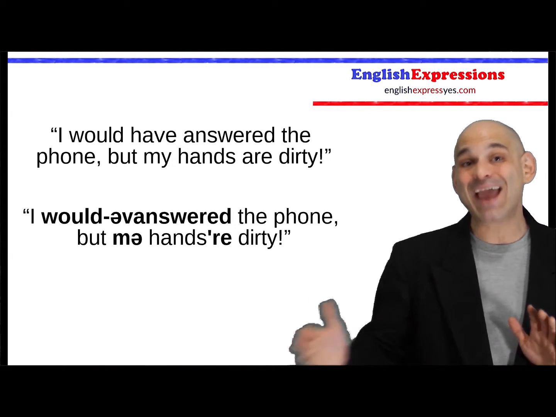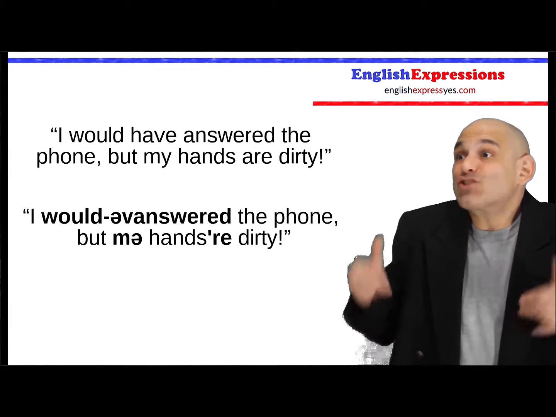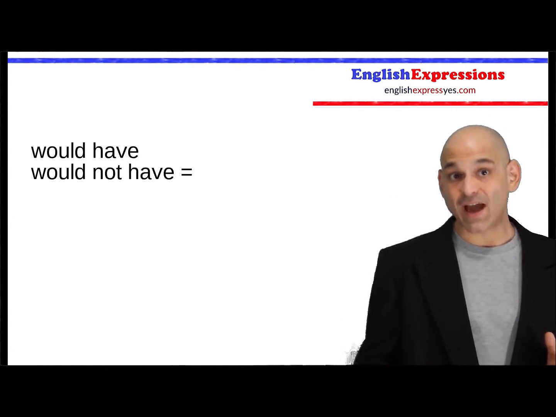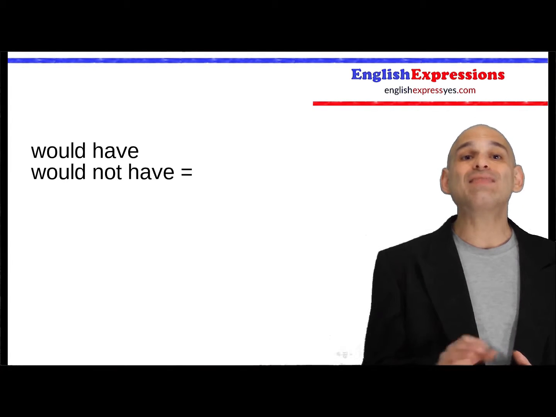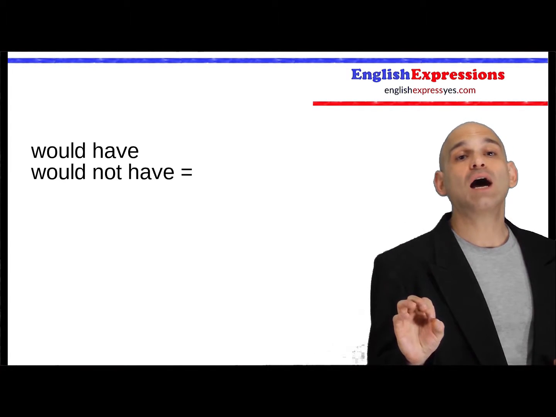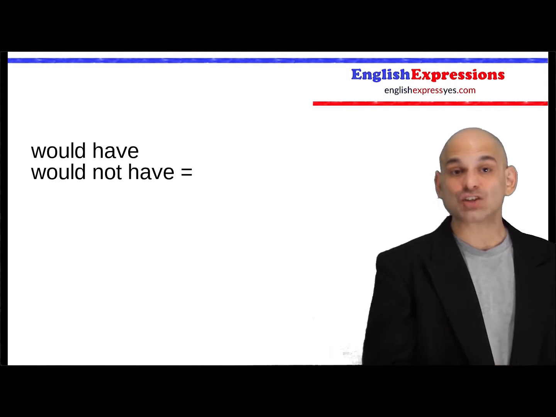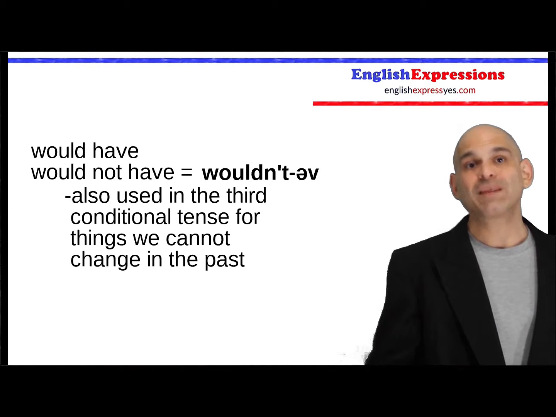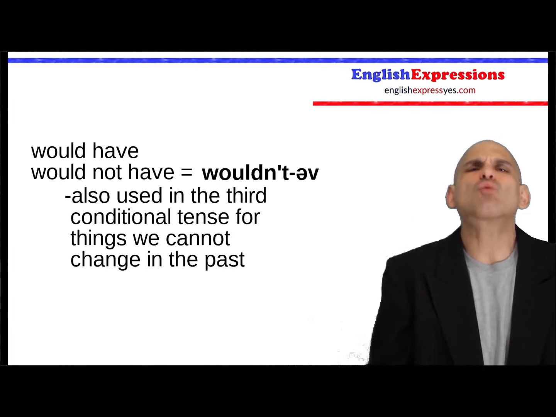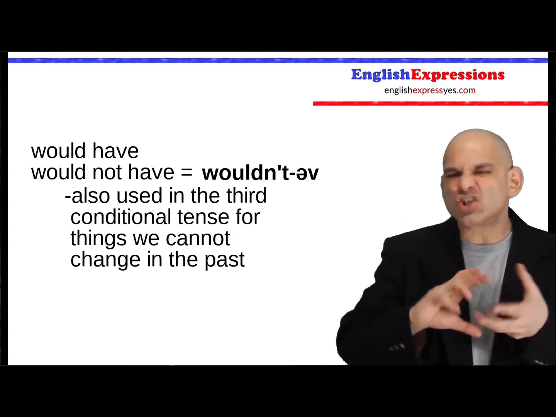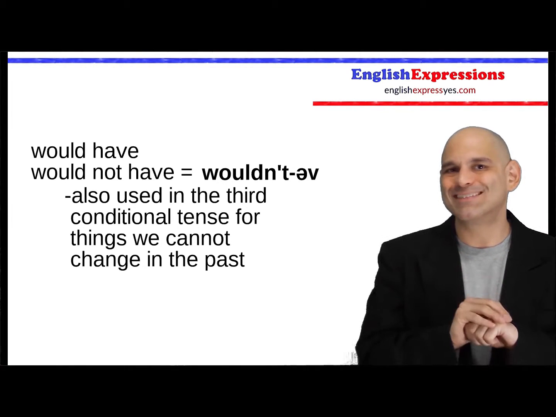We use the contraction. Hands are? No. But my hands are dirty. Now, would have or would not have is also used in the third conditional form of the verb. This is like an if clause. The third conditional is used to express a regret, something about the past you want to change, but you cannot change it.